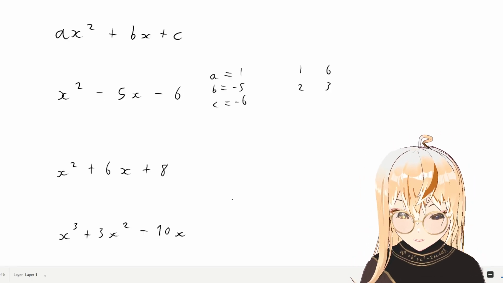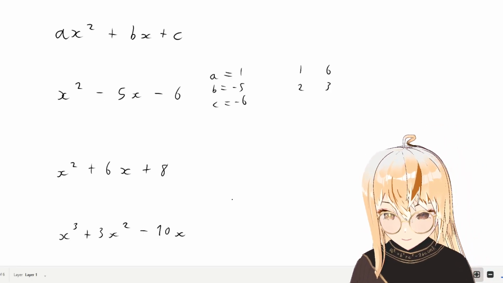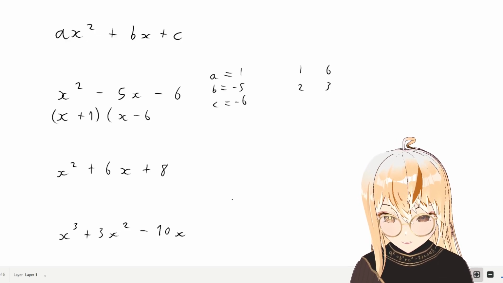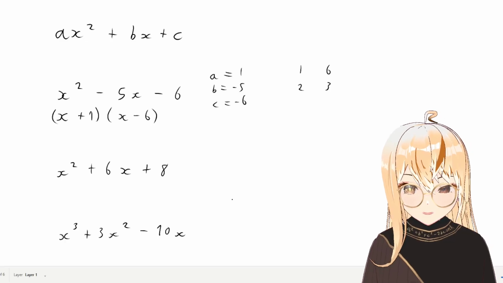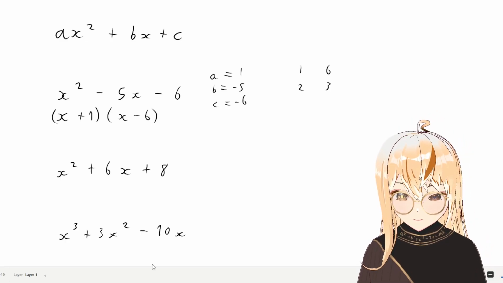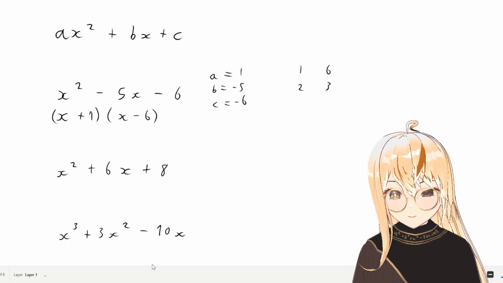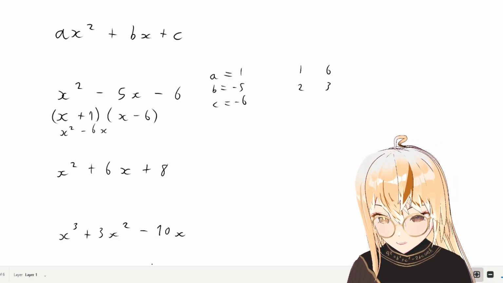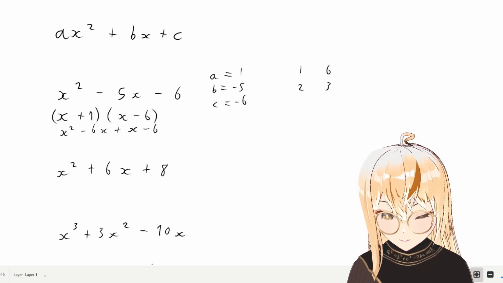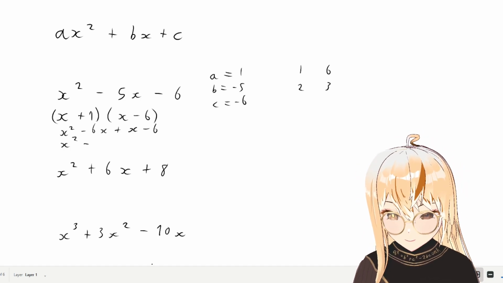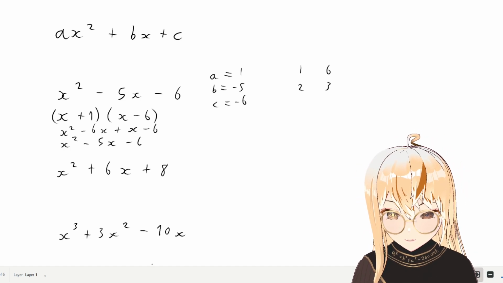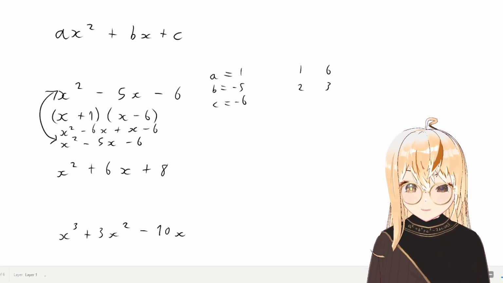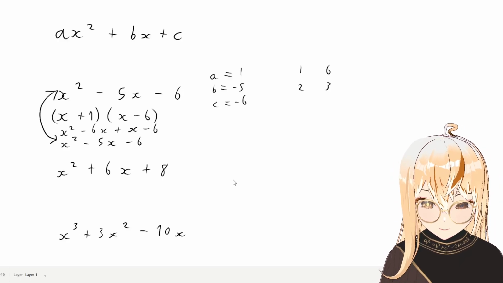Now we factorize it into a double bracket, so you just do x plus 1 and then x minus 6. And that is how you factorize a quadratic expression. You can check if it's right by just expanding it out like you usually would. X squared minus 6x plus x minus 6. You can collect it, so x squared minus 5x minus 6, and you'll notice that these two are the same. So we did it right. Hooray!